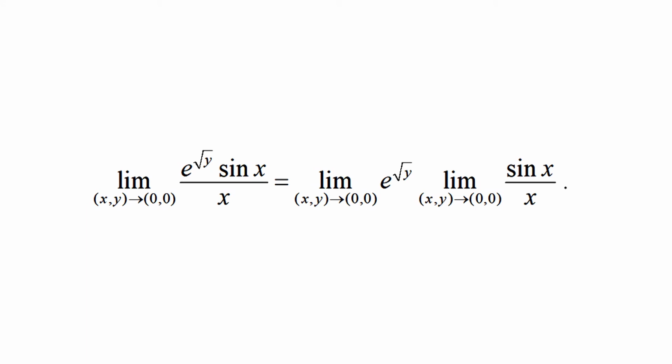As another example, applying the product rule, we find that the limit as (x, y) approaches (0, 0) of e to the power square root of y times sin x all divided by x is equal to the limit as (x, y) approaches (0, 0) of e to the power square root of y, times the limit as (x, y) approaches (0, 0) of sin x by x.